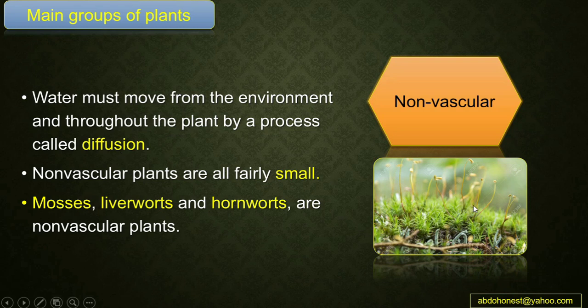Okay, so they can take the nutrients and the water from the environment, and they always live in damp places, places that have water and so on, and they are near to the ground. You can see them, guys, they are about 1 centimeter in length and so on. So they are fairly small. We have some examples like mosses, liverworts, and hornworts. They are 3 types of non-vascular plant.